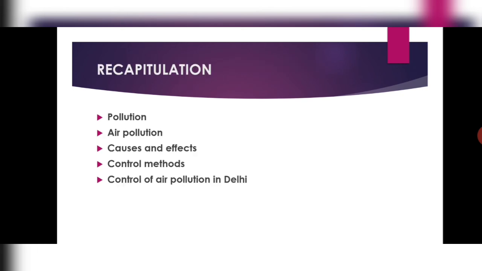Let us now recapitulate what we have learnt in today's class. Students, we have learnt about pollution, air pollution, causes and effects of pollution, the control methods like electrostatic precipitator, scrubber, catalytic converter. Then we learnt about the control of air pollution in Delhi.